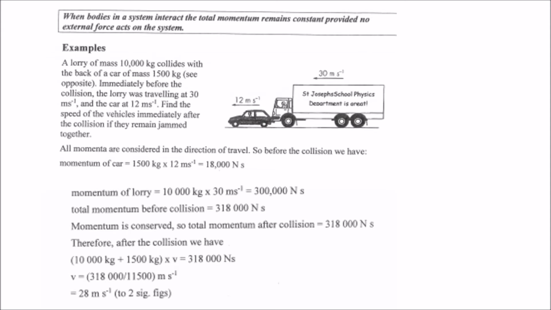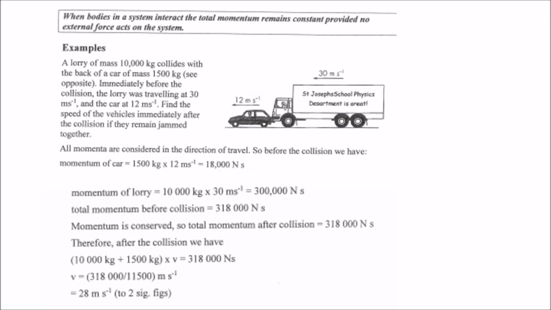Now the main part of this unit is as follows, okay? When bodies in a system interact, the total momentum remains constant, provided there's no external forces acting on the system. In a nutshell, if you have two objects hitting each other, the total momentum before the collision will be equal to the total momentum after the collision. And we can use that fact to work out missing velocities, okay?